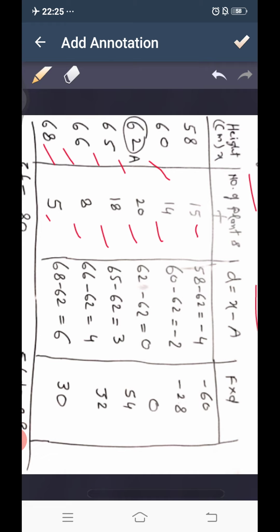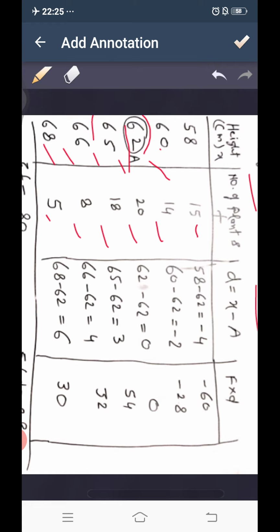Now we do assumption of mean. We can see 58, 60, 62, 65, 66. In the middle we have the two numbers 62 and 65, so any of these we can take as assumed mean. I have taken here 62 as assumed mean A.